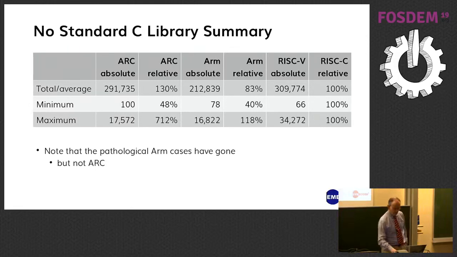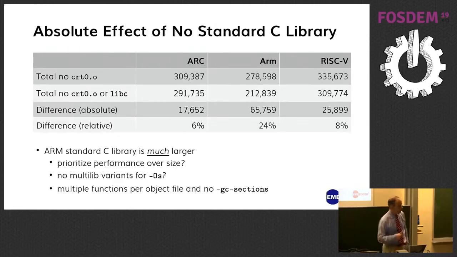Okay, so what's actually useful is to have a look at the total size of code, first with the standard C library and then with the C library taken out. What we can see is that when you take the C library out for ARC or RISC V, the total code size goes down about 6%. But for ARM, it goes down 24%. And that's telling me that the ARM standard C library seems to be very, very big compared to others.